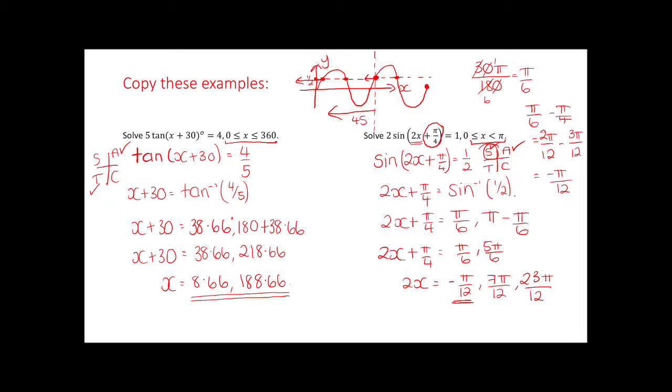So we had negative pi over 12. I'll put some working over here. We had negative pi over 12. We need to add on 360 degrees. So we are adding on 2 pi. 2 pi is going to be the same as 24 pi over 12 because we need that common denominator. And negative pi plus 24 pi gives us 23 pi over 12. So that's where that value is coming from.